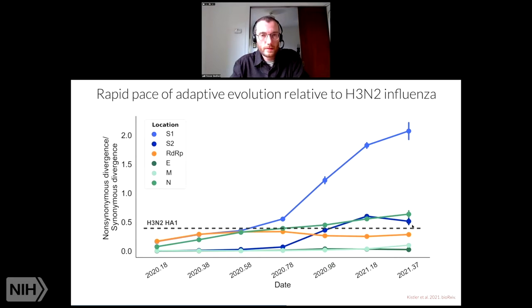So we see that at the moment, SARS-CoV-2 is adaptively evolving about 5 times the rate of H3N2 influenza. So again, it may slow down, but at the moment, the amount of adaptive evolution we're seeing is remarkable, is unexpected. And I don't think anyone would have expected this strong of a dN/dS back in spring 2020.